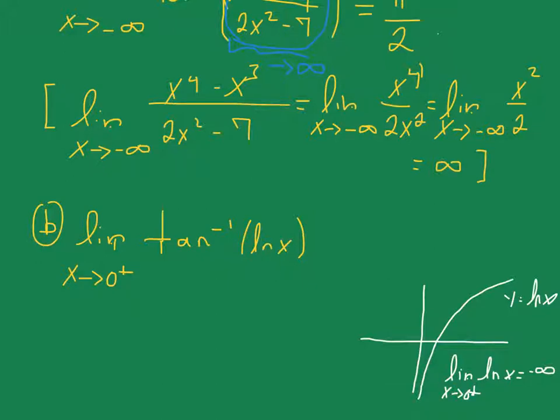That's what we just said. So I'm just going to indicate that here. So, as we said, this is tending to minus infinity. But what is tan inverse of a large negative number?